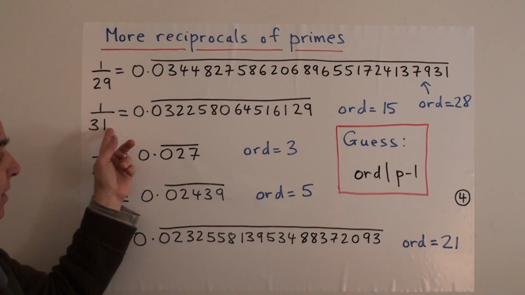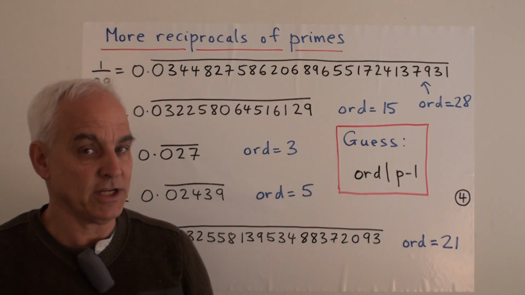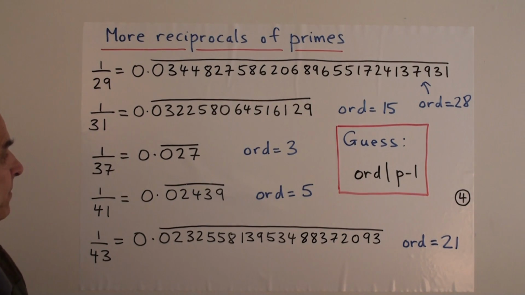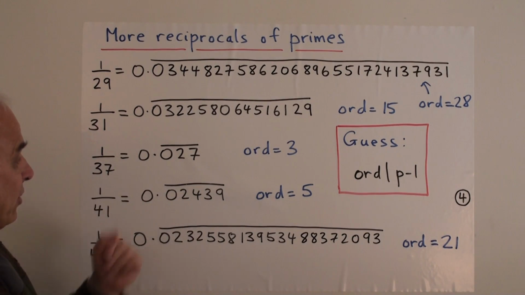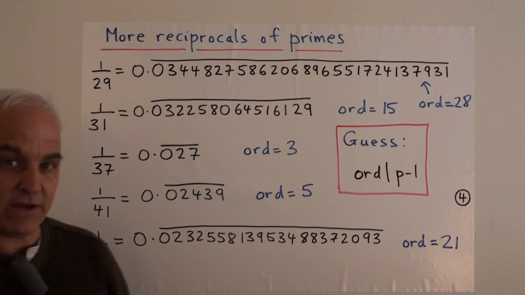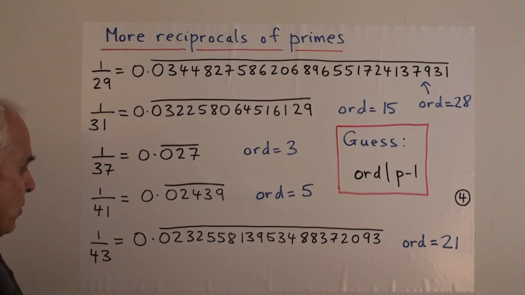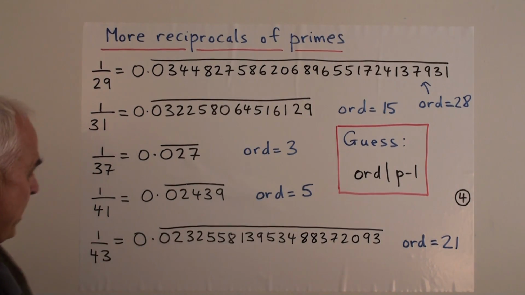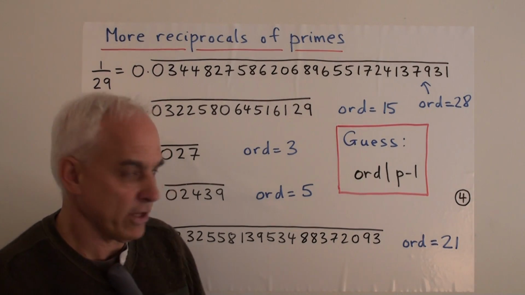For 1/31, we get a cycle of length or order 15, which is indeed half of 30, which is ordinarily what we might expect. With 1/37, we get a very short cycle, just of length 3, so the order is 3, 0.027, 027, 027. And we note that 3 also divides 36. 1/41, we get this cycle, 0.02439 of order 5. And 1/43, we're getting this cycle here of length or order 21.